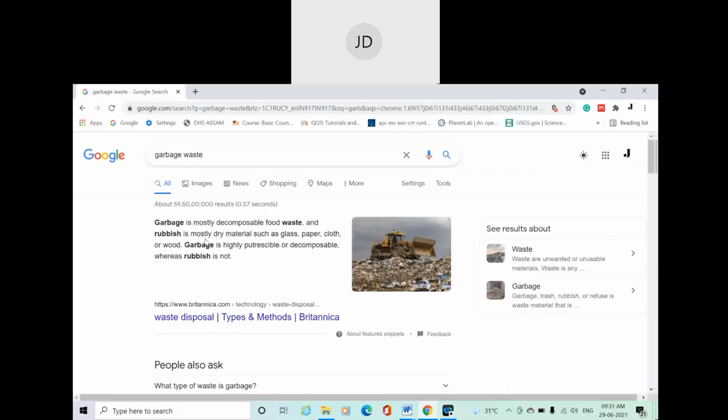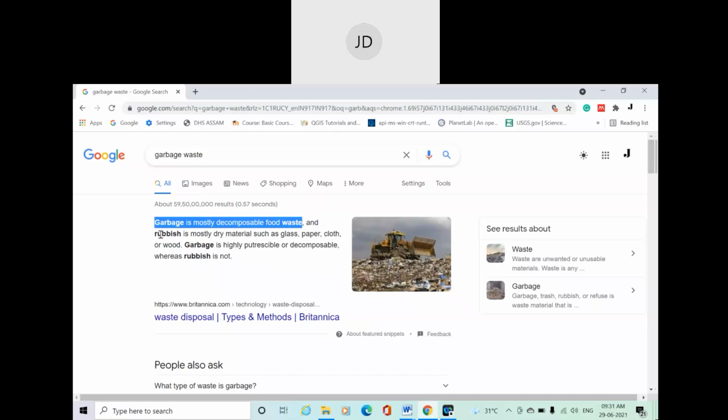Okay, so municipal solid waste can be categorized under garbage, can be categorized under rubbish, whatever you say. Basically, garbage is the mostly decomposable food waste. Decomposable food waste means what? The degeneration of the particular waste takes very little time, within a few days, basically within a week, roughly.